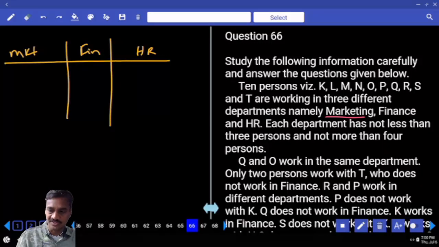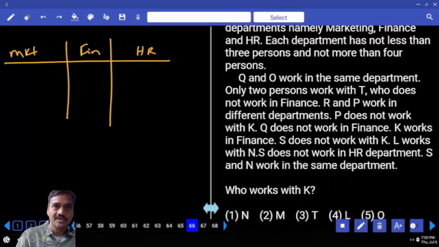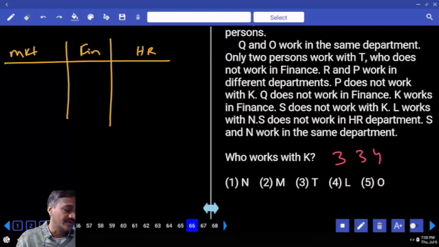Now 10 persons were there. Each department has not fewer than 3 and not more than 4. The only possibility is 3, 3 and 4. In one department there are 4 persons and in the other 2 exactly 3 persons. Then condition number 1: only 2 persons work with T, and Q and O work in the same department. The department in which T is working has only 3 people.